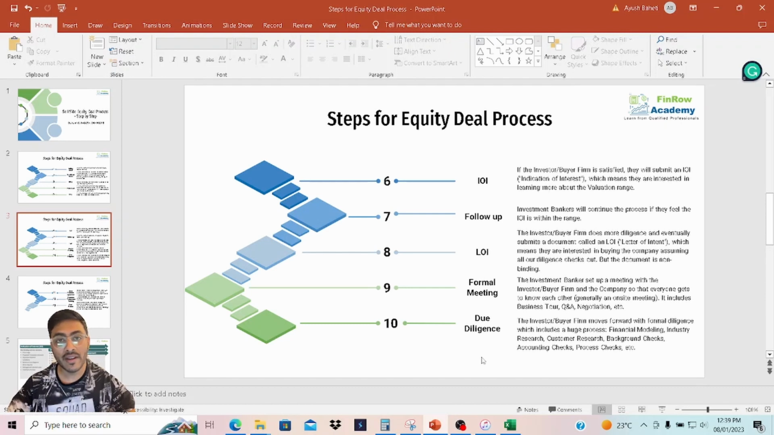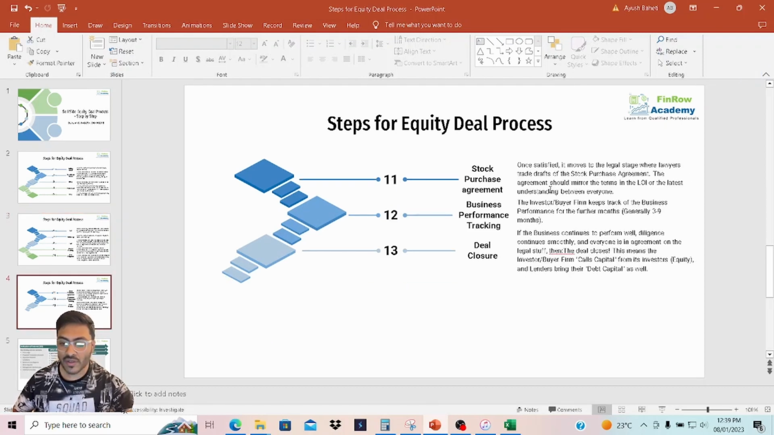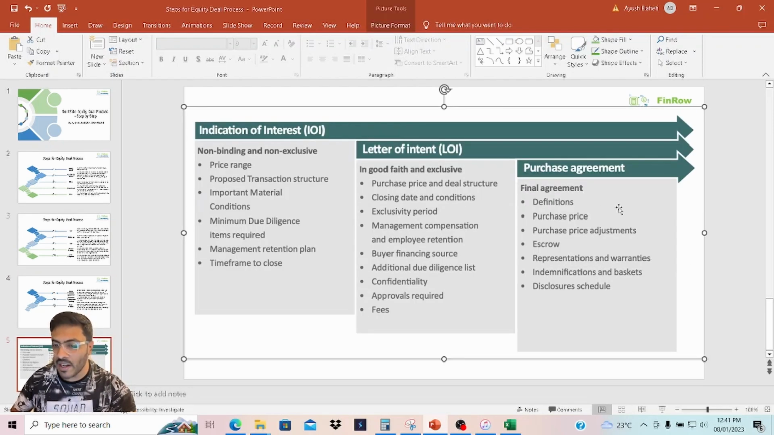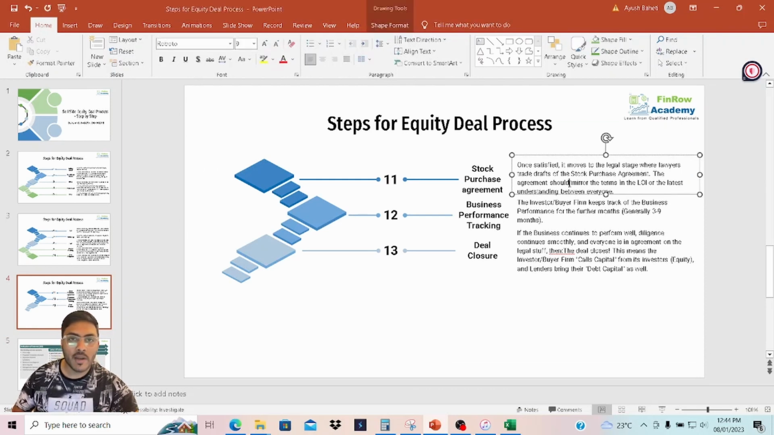So let's say once legal and financial due diligence is done and everything looks fine, then they move to the next step, which is the stock purchase agreement. Once satisfied, it moves to the legal stage where lawyers trade drafts of the stock purchase agreement. The agreement should mirror the terms in the LOI or the latest understanding between everyone. Okay, let's go back to this table. The purchase agreement is legally binding, whereas the letter of intent and indication of interest are non-binding. So we have a stock purchase agreement in a draft format.